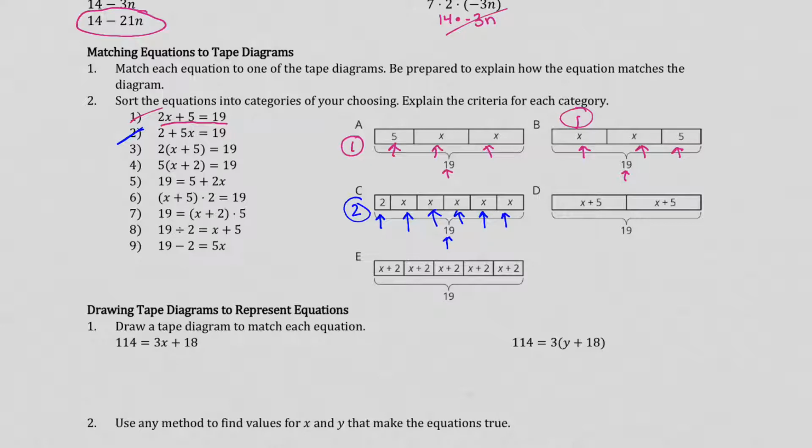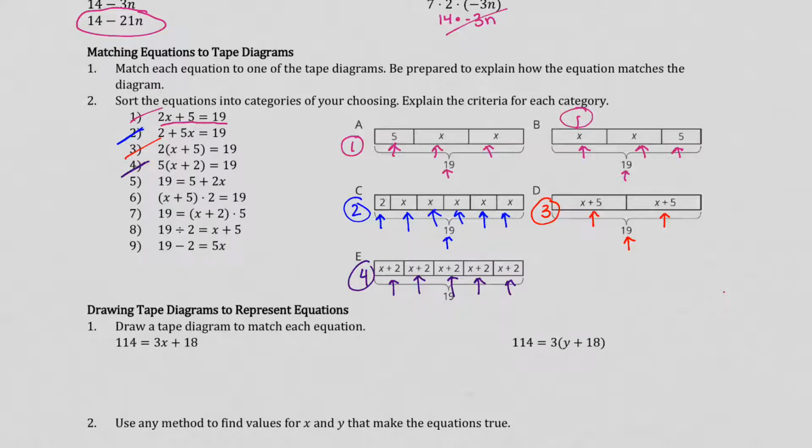Okay, then 3, it says 2 times (x plus 5) equals 19. So that means there's 2 groups of x plus 5. It looks like D is the only one that has 2 groups of x plus 5, and it equals 19. So D would have 3. Okay, and then 4, 5 times (x plus 2) equals 19. So 5 groups of x plus 2. E has 5 groups of x plus 2, right? So number 4 would go with E.